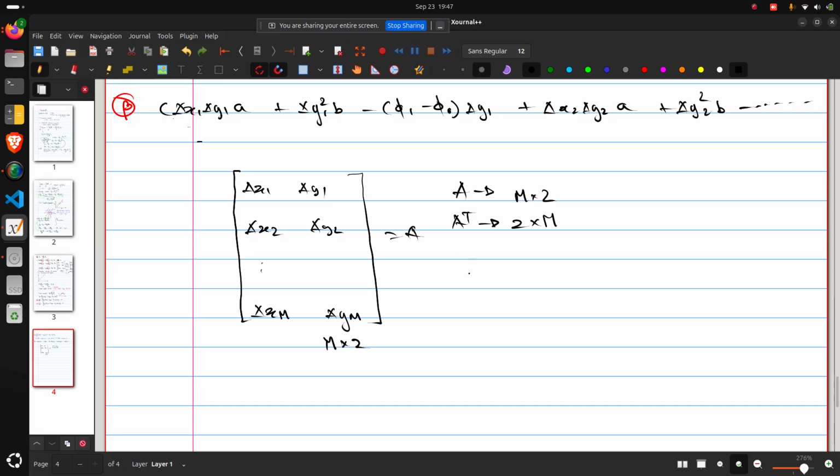So the A transpose matrix, how will it look? It will look something like this: delta x1, delta x2 and all these things, and delta y1, delta y2 and all these things, right?